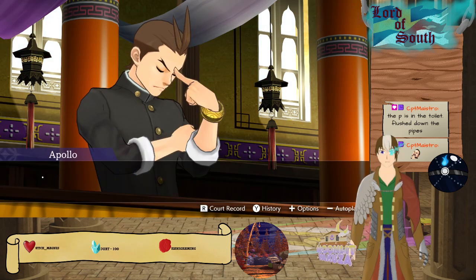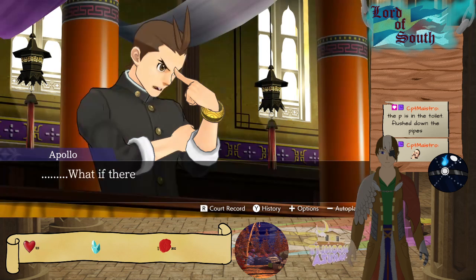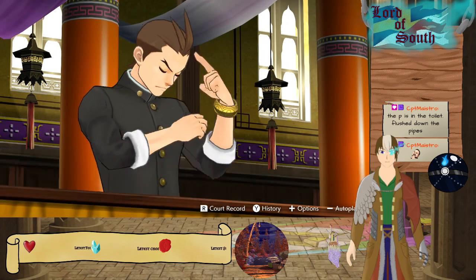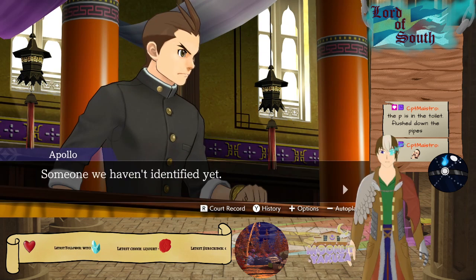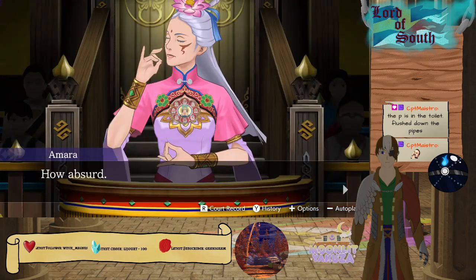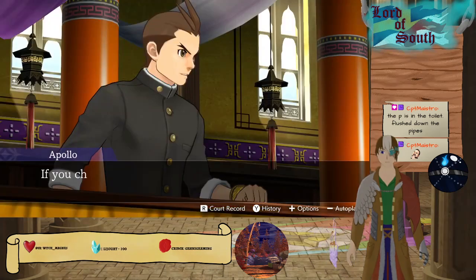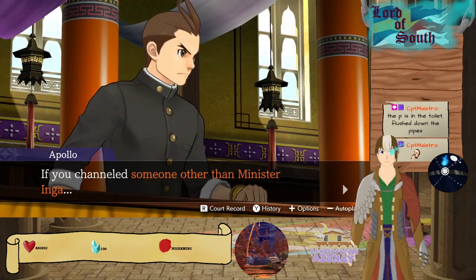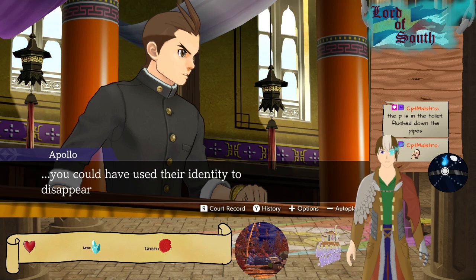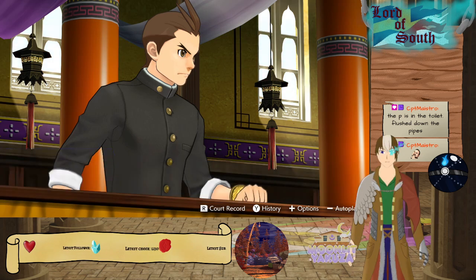Because, well, what if there was another victim? Someone we haven't identified yet. How absurd! If you channeled someone other than Minister Inga, you could have used their identity to disappear from the tomb.